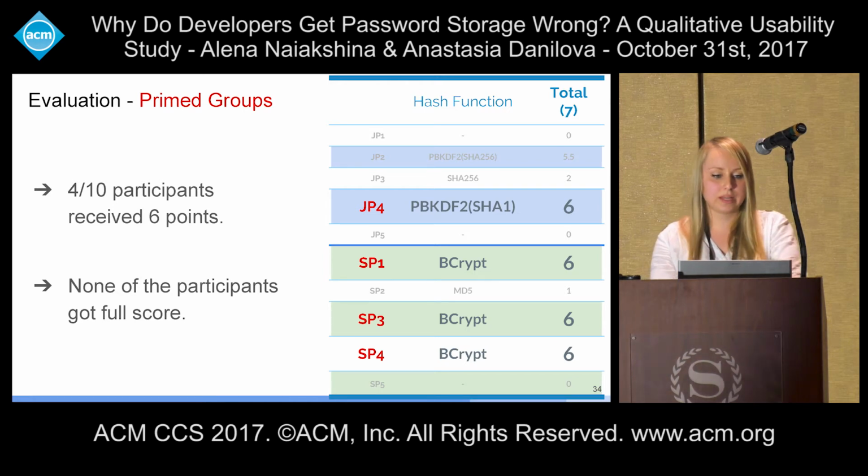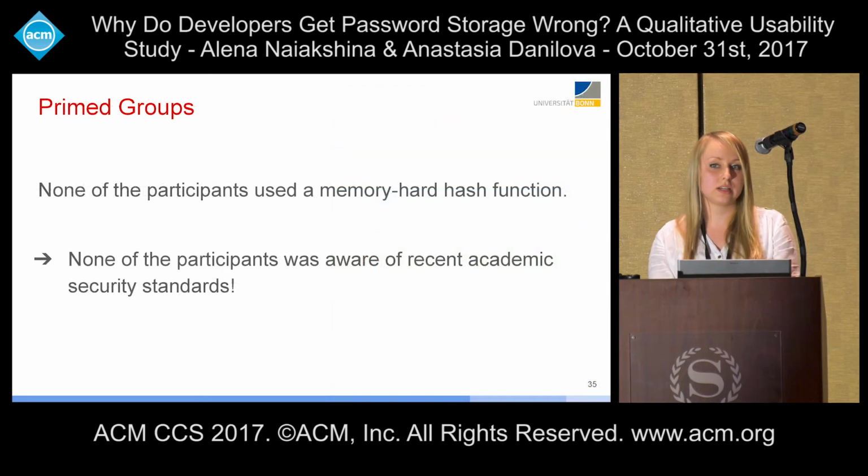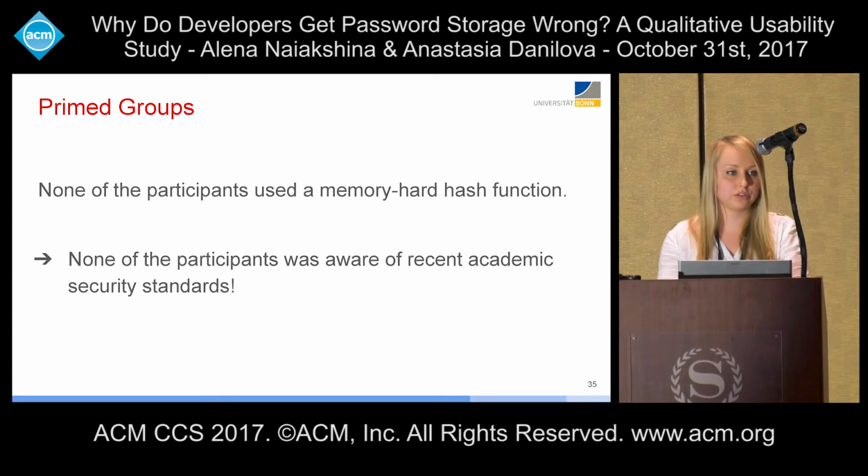This can be explained by the fact that none of the participants used a memory hard hash function, so none of the participants was aware of recent academic security standards, as for example of Argon2, the winner of the password hashing competition.